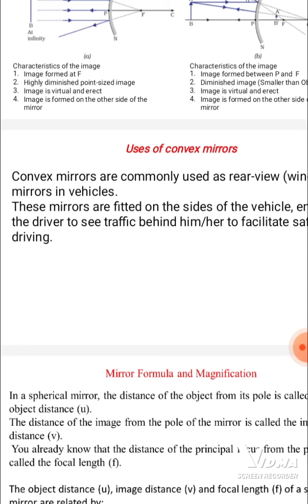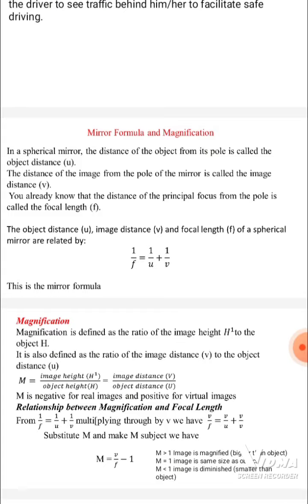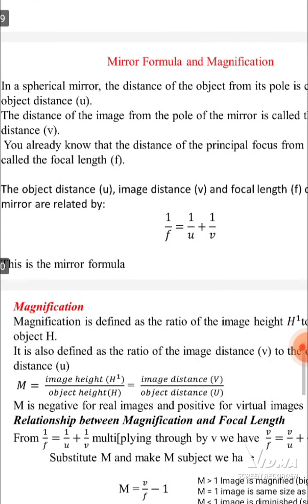Then that will take us to the mirror formula and magnification, which I'm very sure you are familiar with. The formula has not changed. You have 1 over F equals 1 over U plus 1 over V, where F is the focal length, V is the image distance, and U is the object distance. We'll be using this formula to solve some problems as far as mirrors or even lenses are concerned. This is the mirror formula.